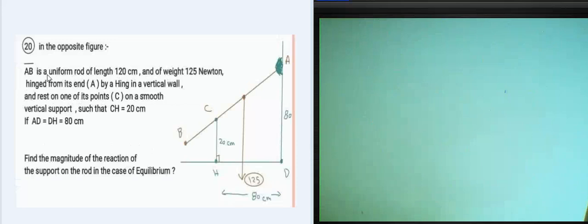Question 20. In the opposite figure, AB is a rod of length 120, with weight 125 newton. It is hung from its end A by a vertical wall, and rests on one of its points C on a smooth vertical support, such that CH equals 20 centimeter and AD equals DH equals 80 centimeter. Find the magnitude of reaction of support in the case of equilibrium.